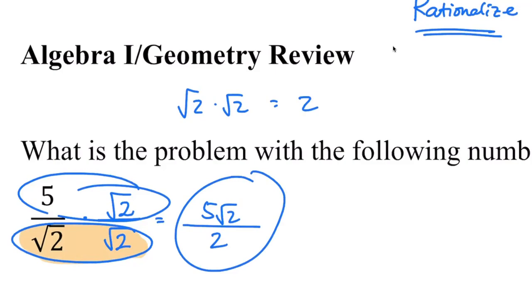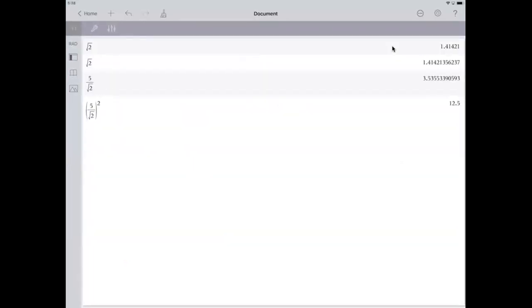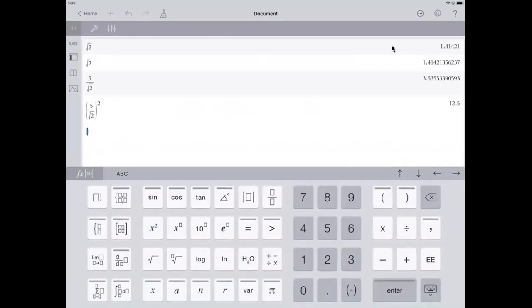Now, just to prove that this 5 root 2 over 2 is retaining the same value as 5 over root 2, I'm going to show you the calculator, okay? So remember 5 over root 2, which was the one with 3.5355, all right. Now, what about this? 5 root 2, close parentheses, divided by 2. All right, take a look at what that value is. See? You have the same value.